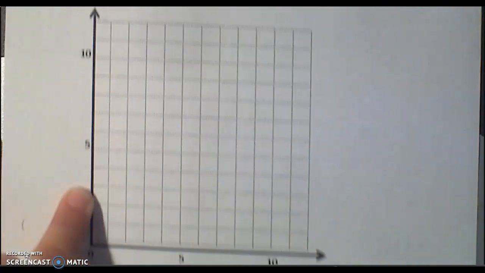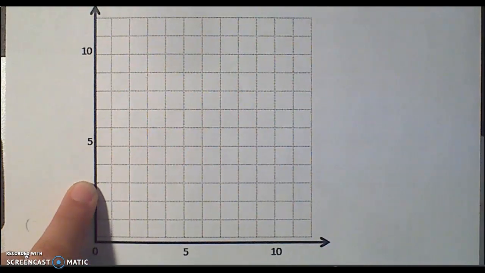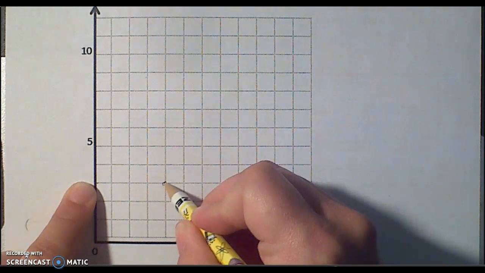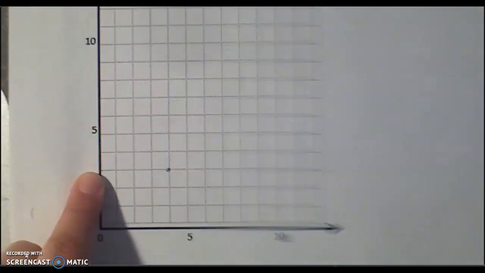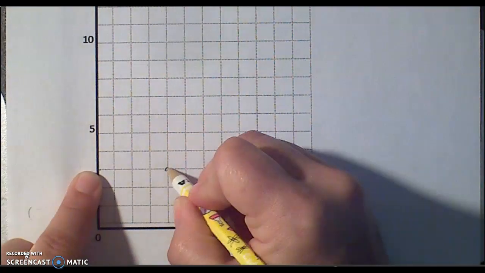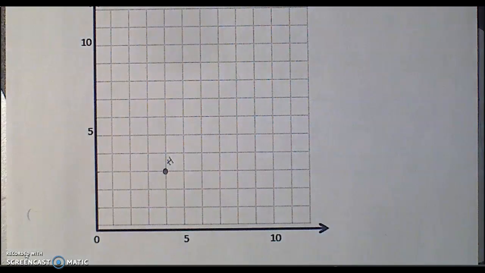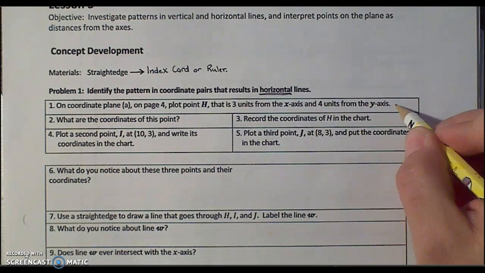Let me scoot up here. And 4 units from y. 1, 2, 3, 4. That's going to put it right about there. And I'm going to have to slide this paper over. And this is point H. And we're going to mark that off as done.